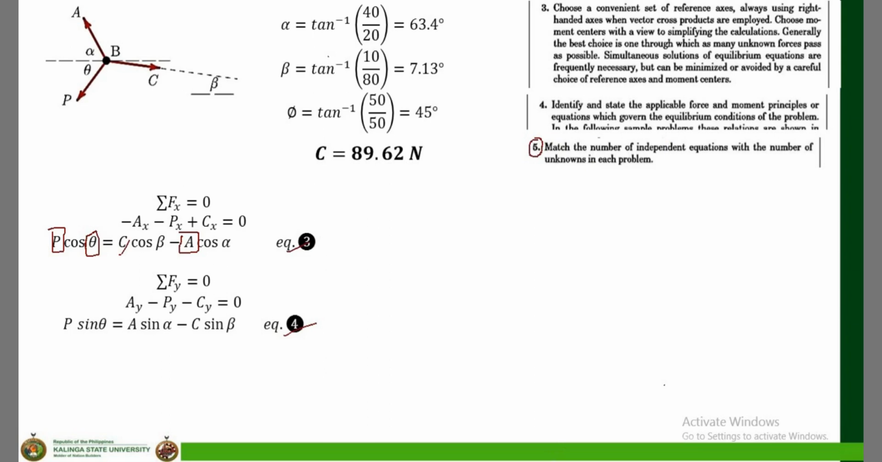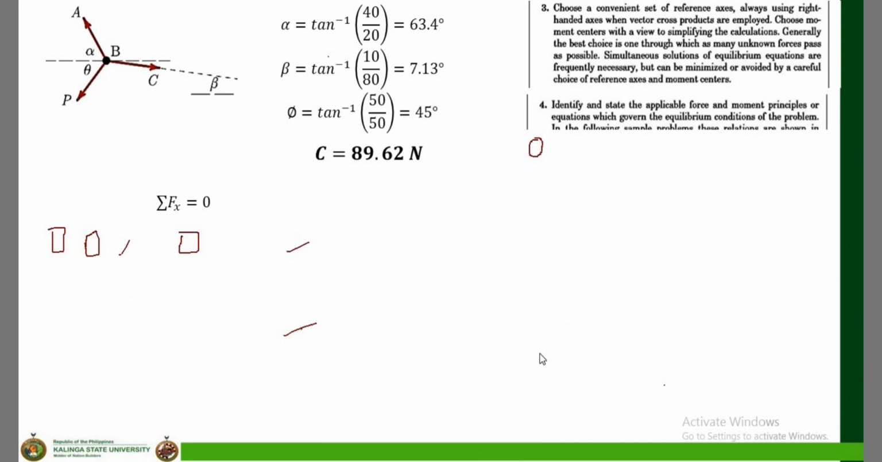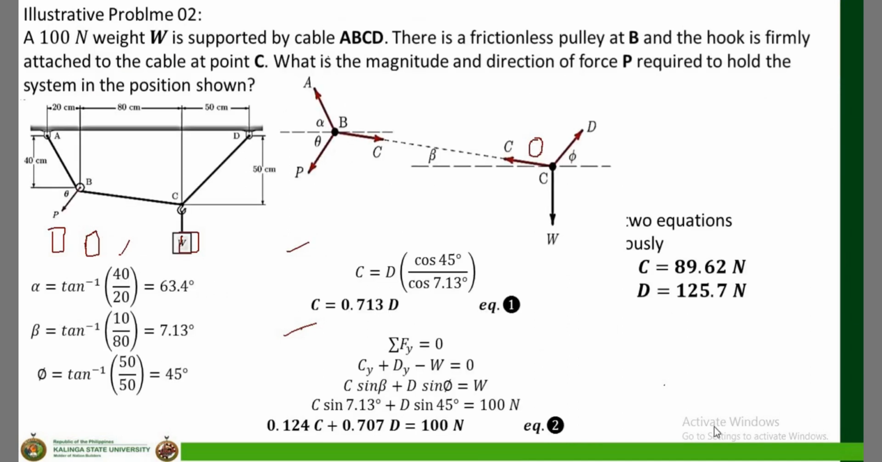But again, let's go back to the problem. Did you notice the word in the problem? There is a frictionless pulley at B. With a frictionless pulley, the tension in the rope does not change.